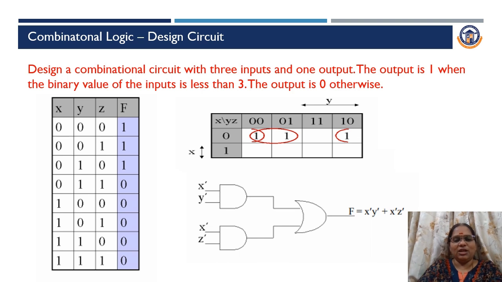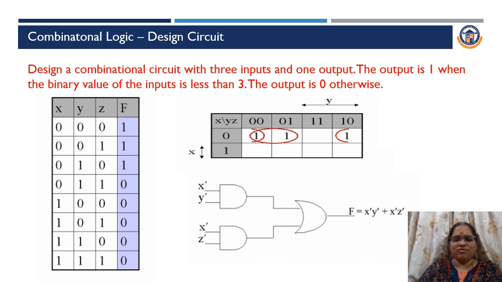Since we have 3 inputs, we have 8 possible combinations, from 0, 0, 0 to 1, 1, 1. The output F is designed in such a way that it is equal to 1 when the binary value of the input is lesser than 3. So for the combinations 0, 1, 2, which are lesser than 3, the output is 1. For the remaining combinations, the output is 0. Whatever the objective is, it is defined in the truth table, which relates the input and output.